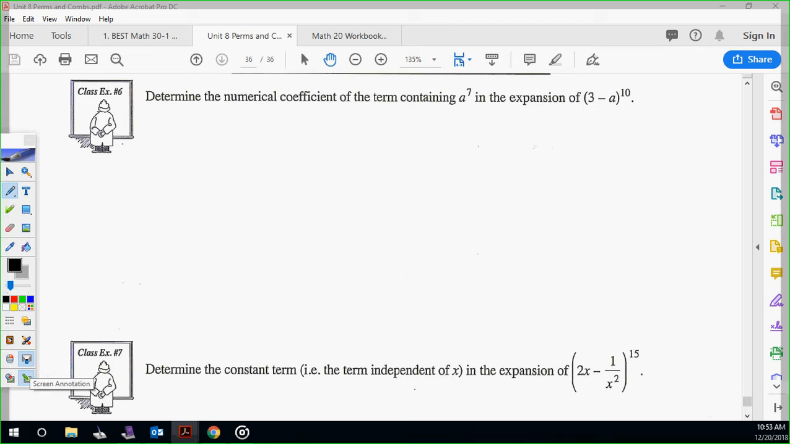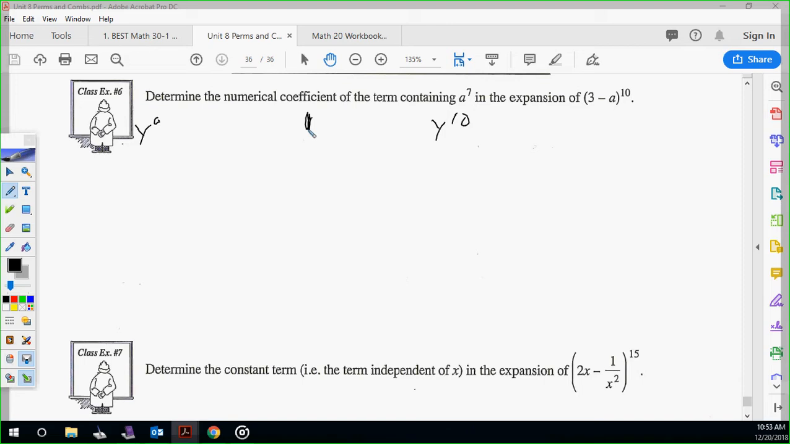All right. Determine the numerical coefficient of the term containing a^7 in the expansion of (3 minus a) to the 10th. So first off, where is the a^7? Well, the a^7 is going to be on the right side of the triangle, right? Because the a is in the y spot, and the y's get bigger. It goes from y^0 to y^10, and we're going to be right about here at y^7. So we're looking for the y^7.